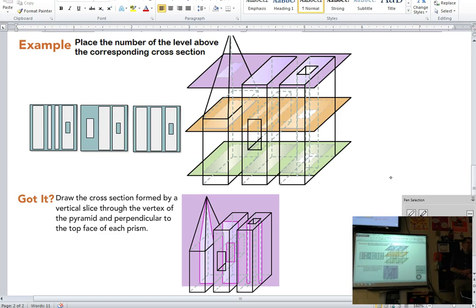So we want to label top, middle, ground. So we've got top floor, middle floor, and ground floor. Now, we're looking at a plan.